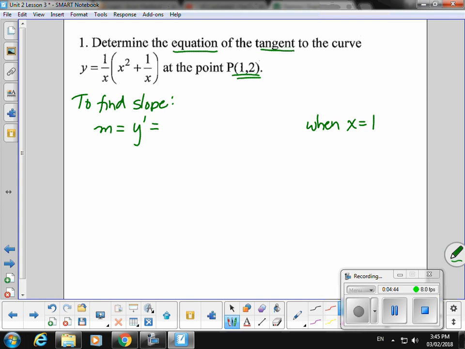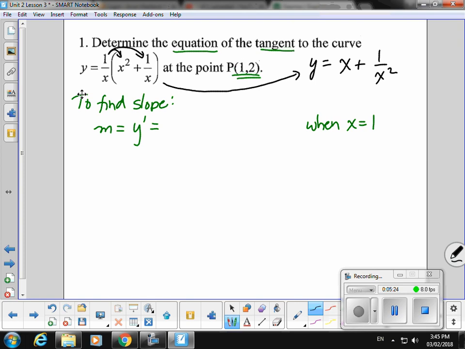Okay, y prime. Well, I might want to do a little bit of tidy up first, because that thing is so ugly that I don't know how to use my power rule with it the way it is right now. So I'm going to tidy up a little bit. I'm going to take this thing and just write it a little prettier. So if I do distributive law, 1 over x times x squared, I get x squared over x, which is the same as x, plus. If I do 1 over x times 1 over x, I get 1 over x squared.